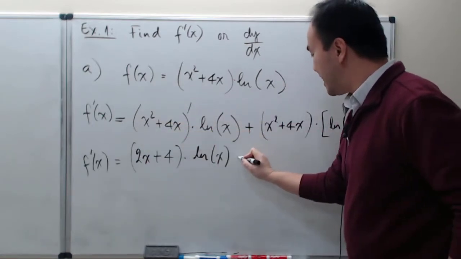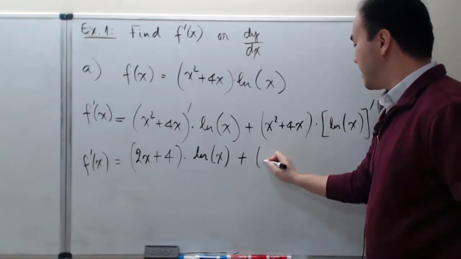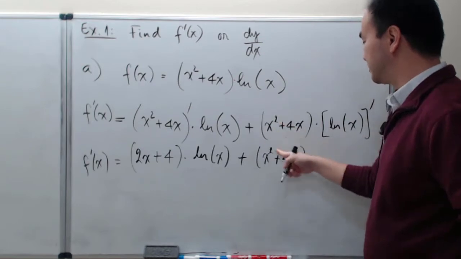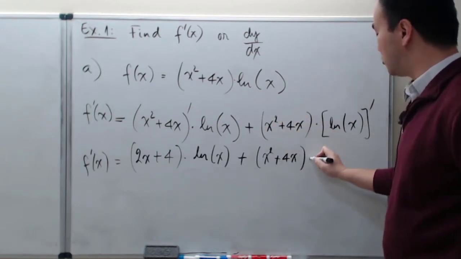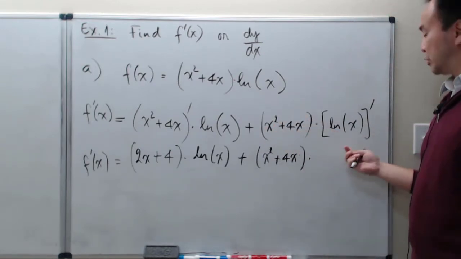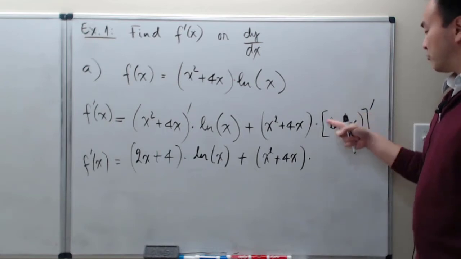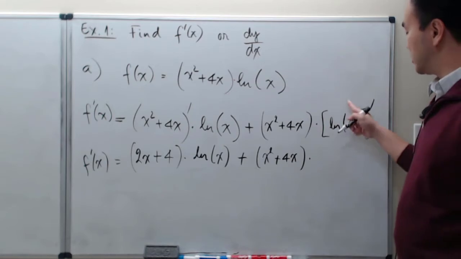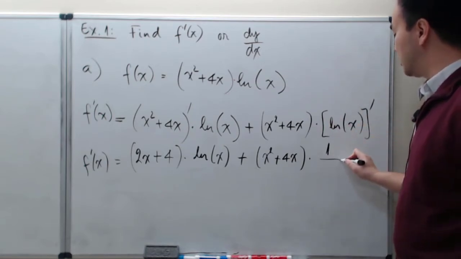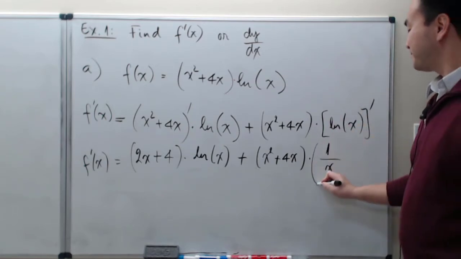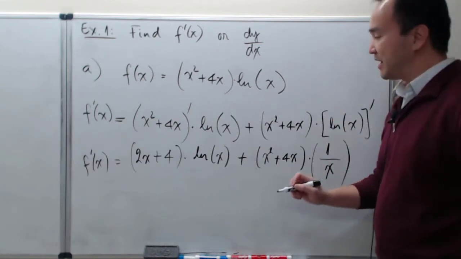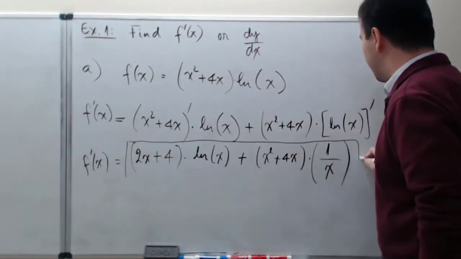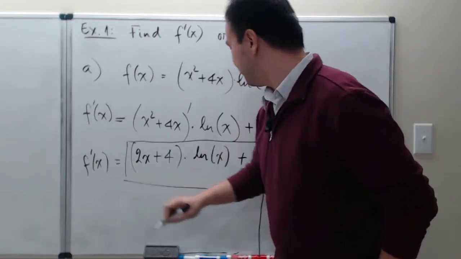And now we're going to need to add, and so x squared plus 4x is being kept the same here, and now we're going to multiply. So just now we learned about the derivative, specifically the rule to find the derivative of a natural log function. So this standard natural log function is going to have derivative 1 over x, okay. And so now at this point, as far as being able to find the derivative, we're done, okay.